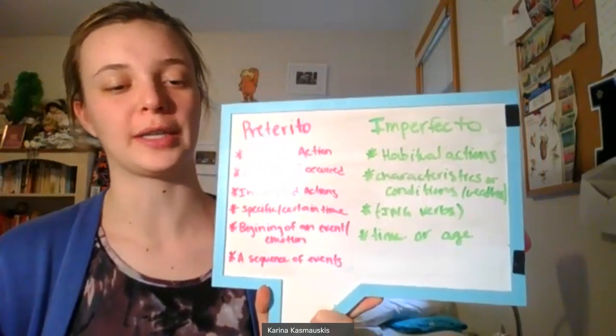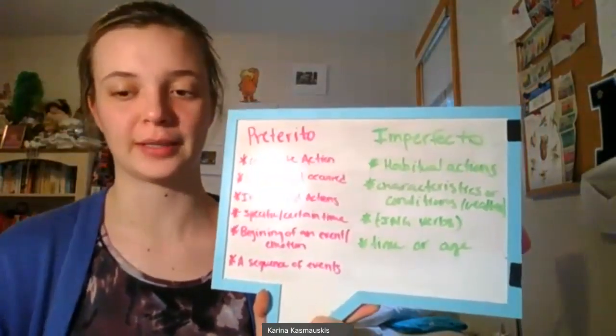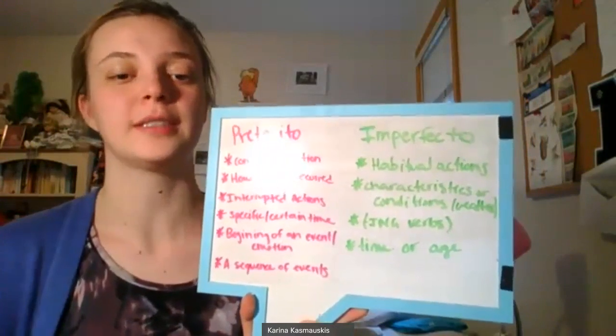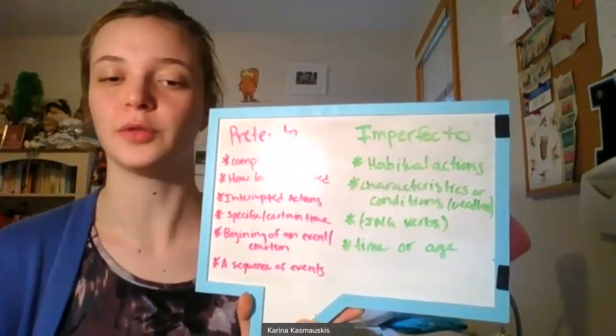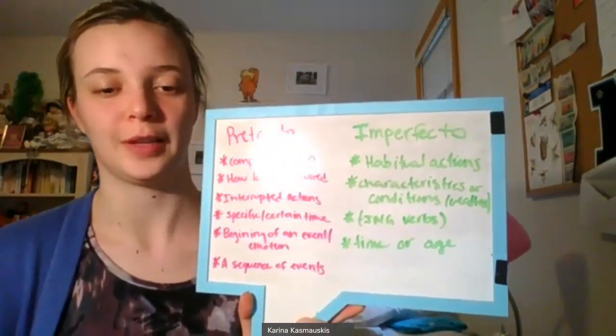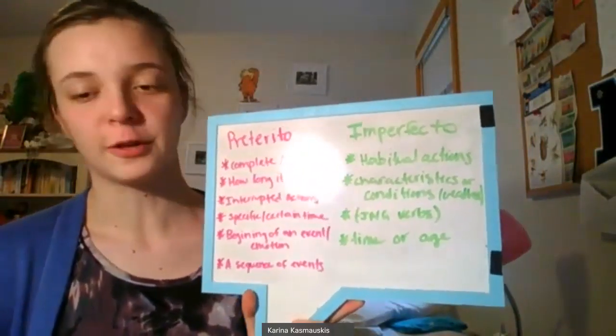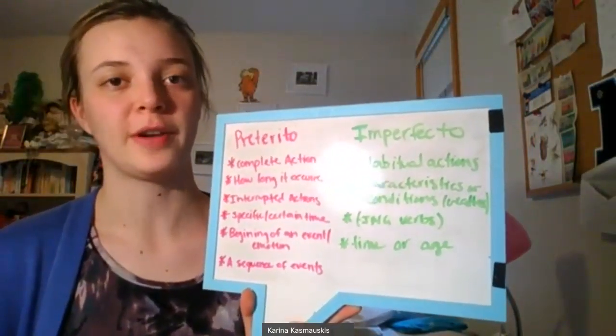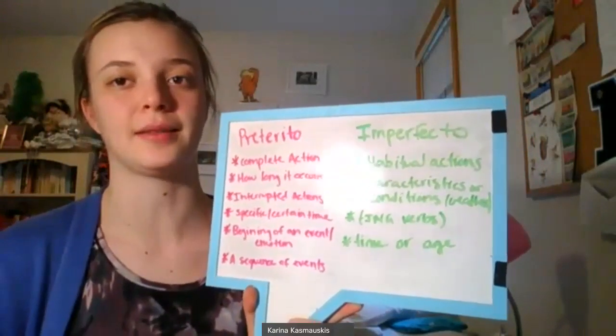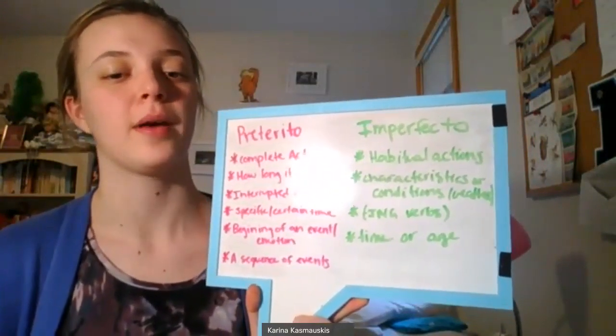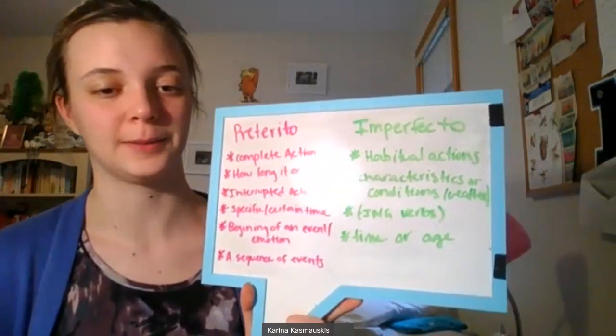And today we're going to be talking a little bit about preterite versus imperfect. This is in regards to Spanish 102 or 201 or 202. The first thing we need to remember is that preterite and imperfect are in regards to past tense. So it's talking about things that happened in the past.